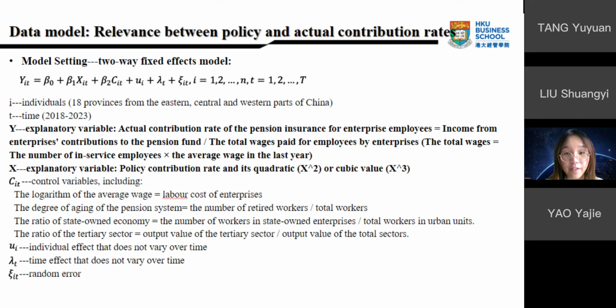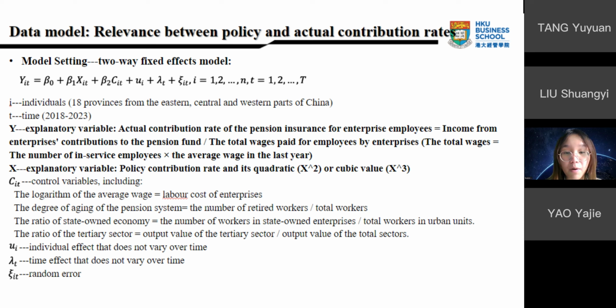If there is a significant correlation between the policy rates and actual rates, then we can increase the actual rates by adjusting the policy rate to the optimal value. Now we use real-life data of 18 provinces from 2018 to 2023 to study the new reform period when China reduced its policy rates, which is one of our innovations.